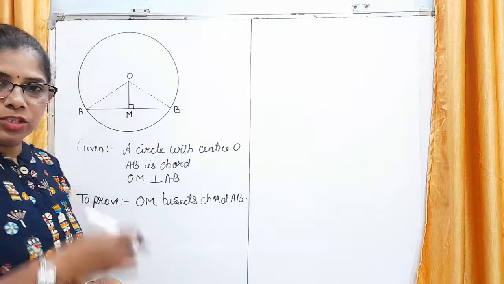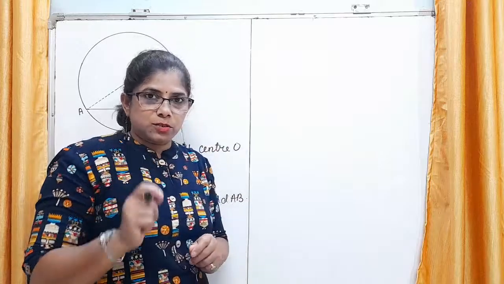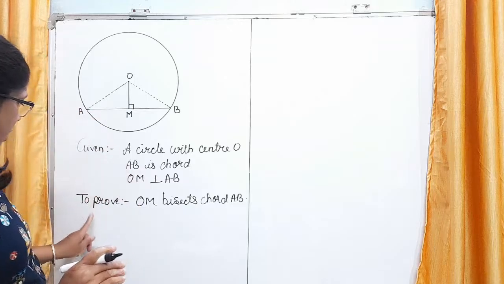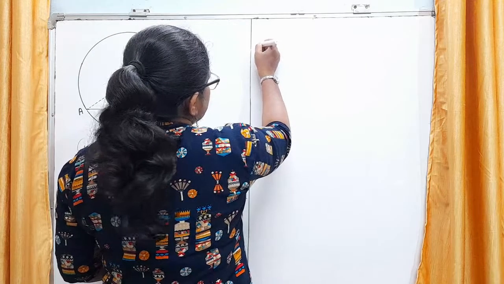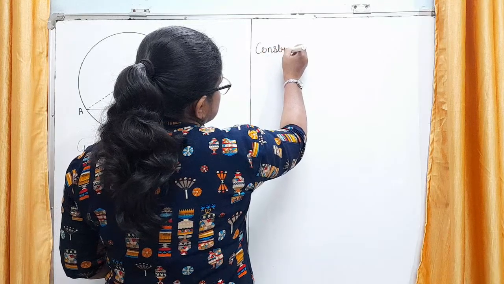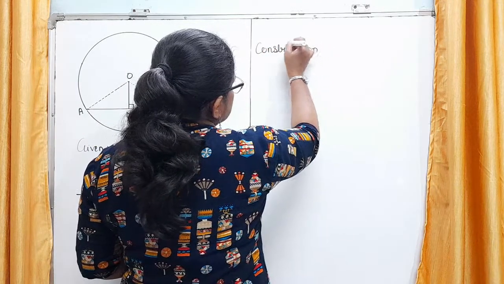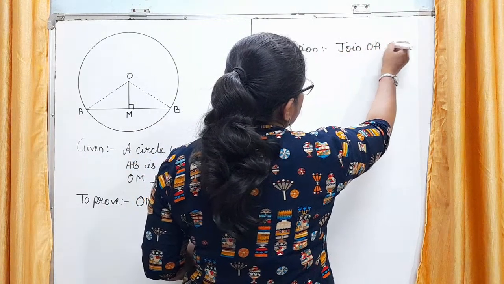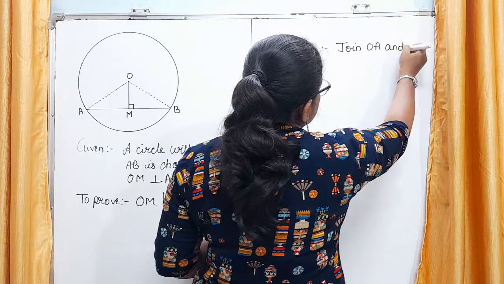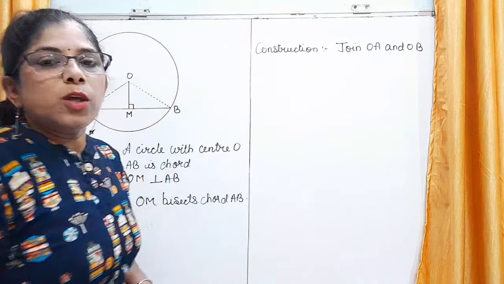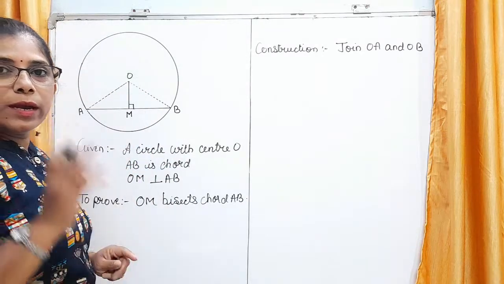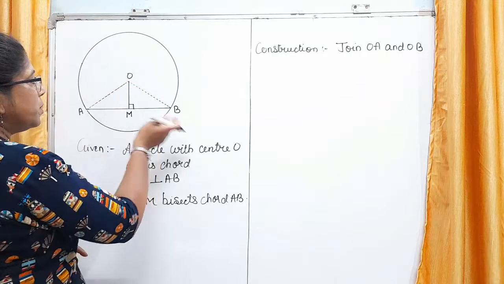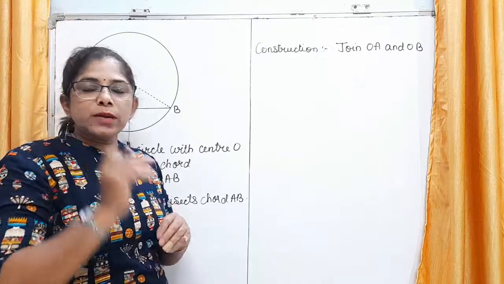For this proof, what did we do? One simple construction. Let us write that. If we do any construction for the proof, we have to write that as a step of the proof. Construction: join OA and OB. Now when we join this OA and OB, we get two triangles here, that is triangle OAM and triangle OBM. We are going to use these two triangles for the proof.